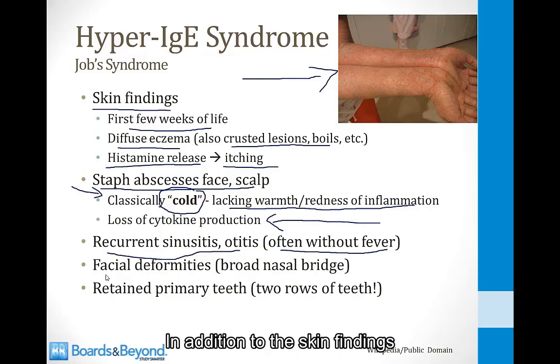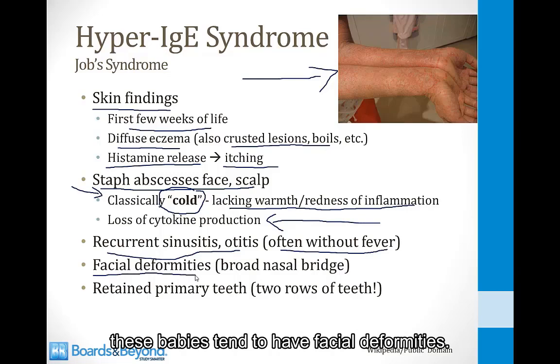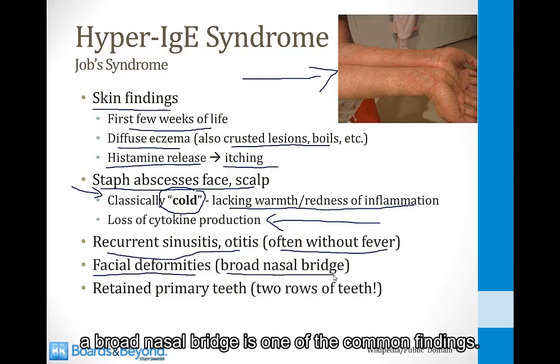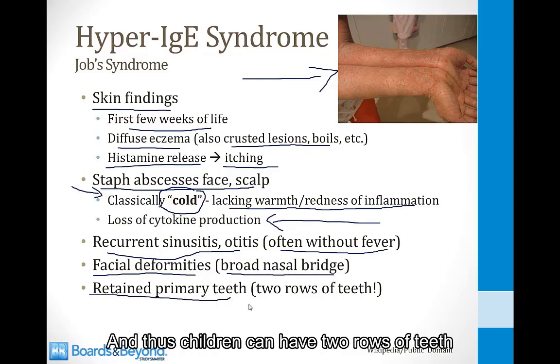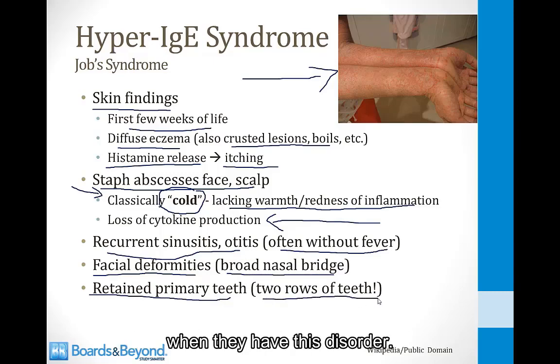In addition to the skin findings and the immune system dysfunction, these babies tend to have facial deformities. There are many that are described. A broad nasal bridge is one of the common findings. And in addition, as they grow older, they tend to retain their primary teeth, and thus children can have 2 rows of teeth when they have this disorder.